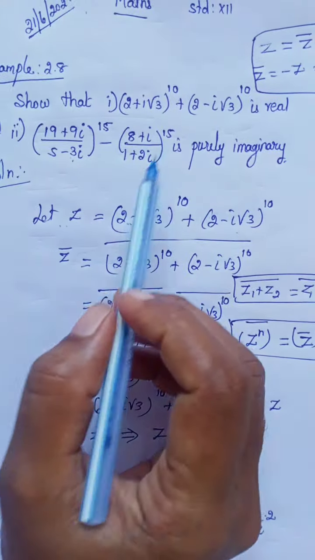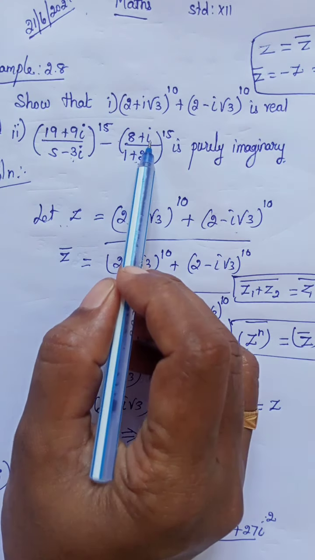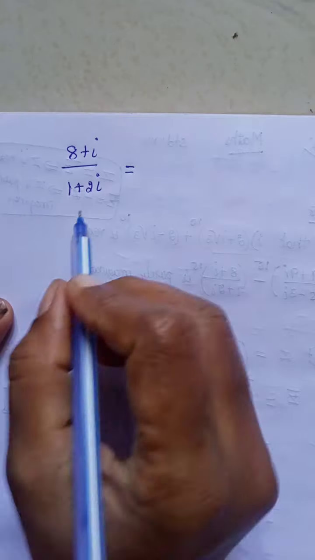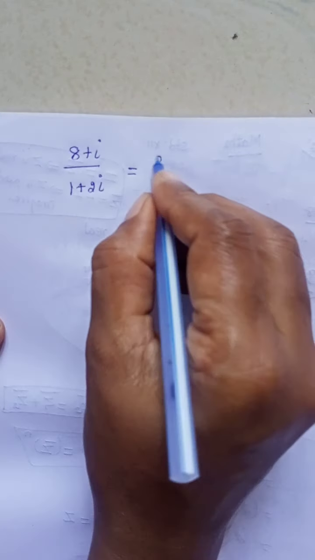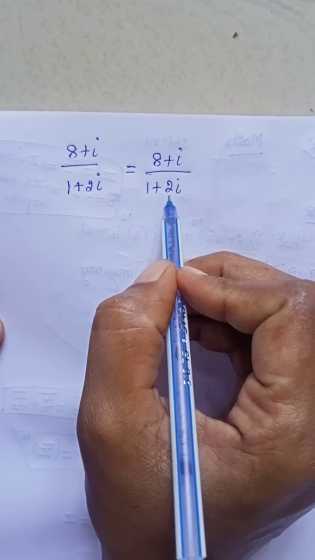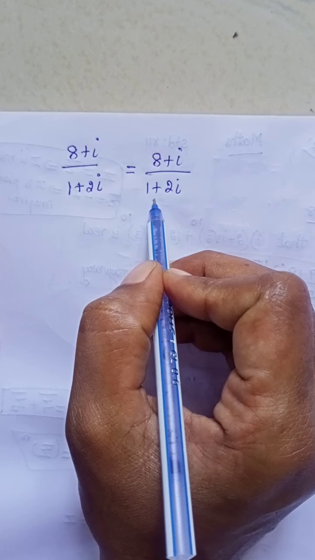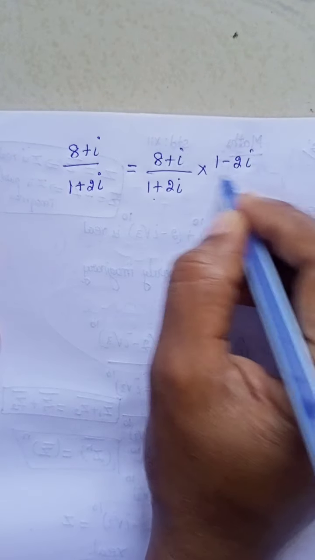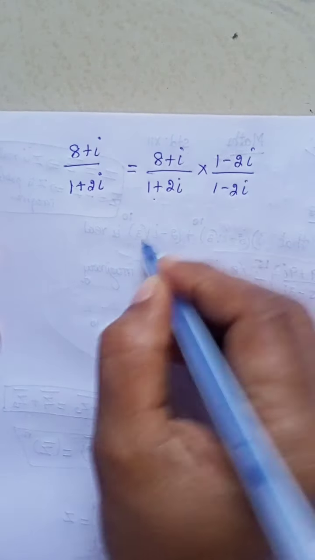Similarly, we should simplify (8 + i)/(1 + 2i). To simplify, we have to take the conjugate and multiply both numerator and denominator by it, so (1 - 2i)/(1 - 2i).